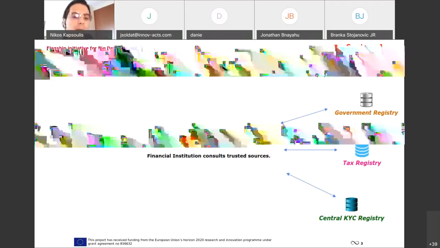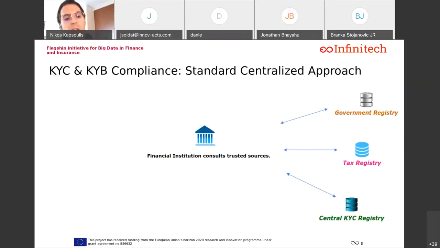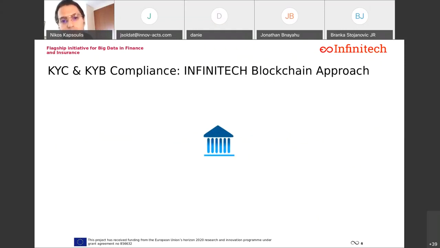And after this whole procedure ends, there is the verification of the client, of course. So we're going now to see it in our solution on the INFINITECH blockchain. This exact procedure, how we have transferred it and made it more efficient and effective.